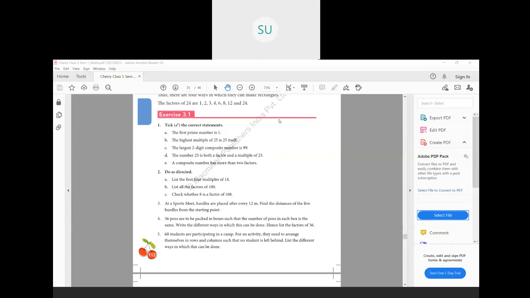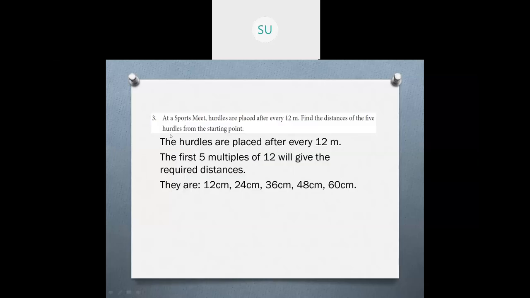Let's do that now. The hurdles are placed after every 12 meters, correct? So the first 5 multiples of 12 will give the required distances from the starting point. What are the first 5 multiples of 12? 12 ones are 12, 12 twos are 24, 12 threes are 36, 12 fours are 48, and 12 fives are 60. Sorry, it is meters, not centimeters.